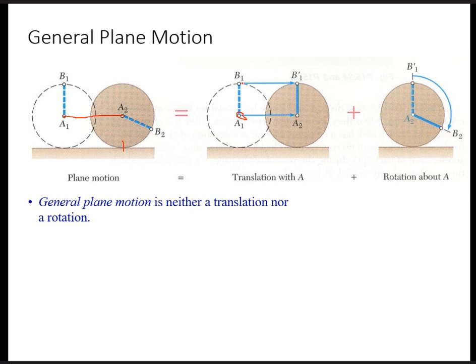So A1 has reached A2 via translation. B1 is represented by B1 dash in that case, and then it is rotated, so B1 dash to B2, by say some angle theta.